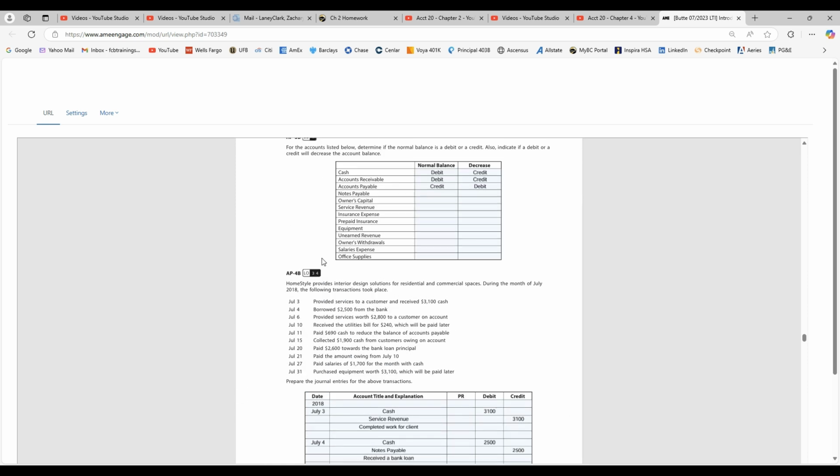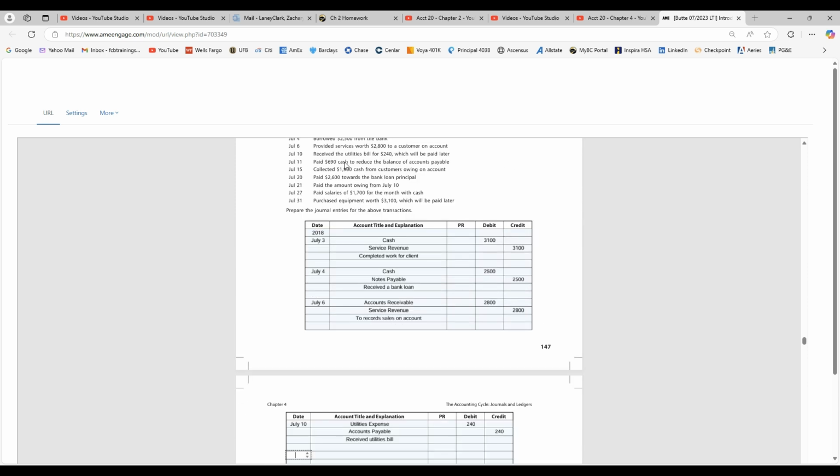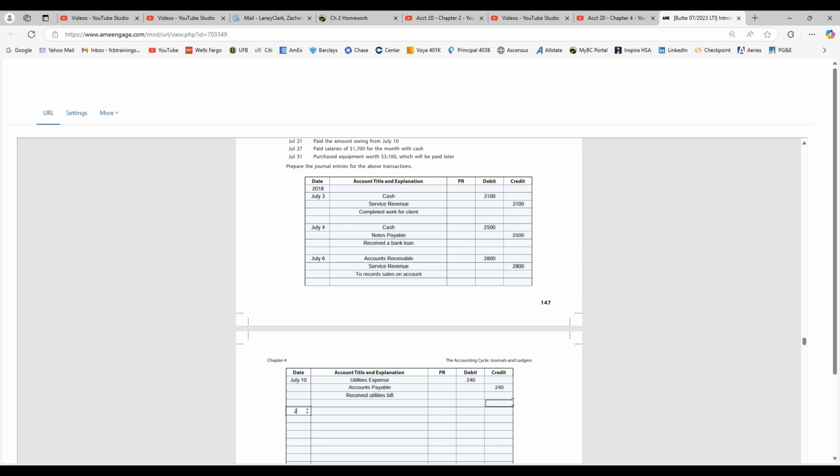Okay, let's see our next transaction here on July 11th. We paid $690 cash to reduce the balance of accounts payable. So now, again, interacting with the accounts payable account. But this time, we're actually making the actual payment. The cash is going out the door now to reduce our liabilities for these different, whatever this relates to. And so we're going to credit our cash asset to reduce it, and debit our accounts payable to reduce the liability. We'll say made payment to suppliers.